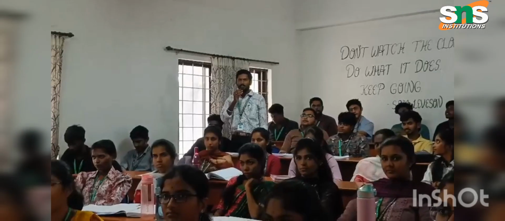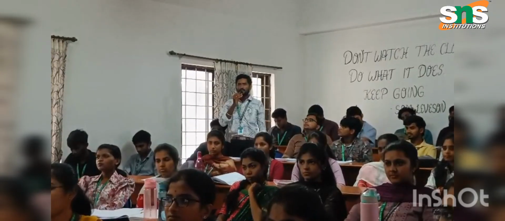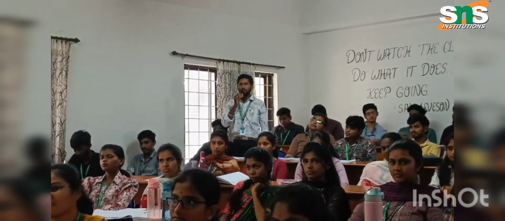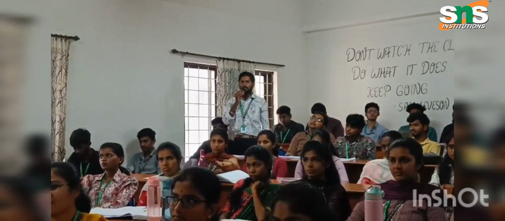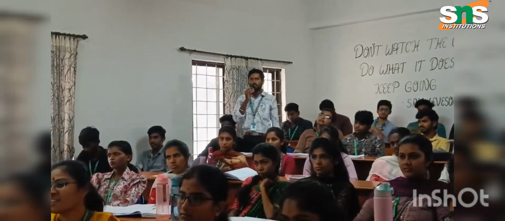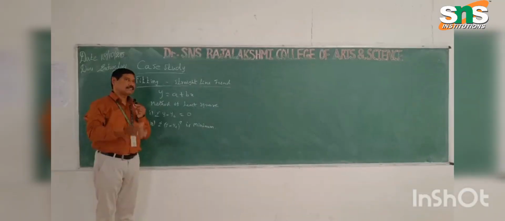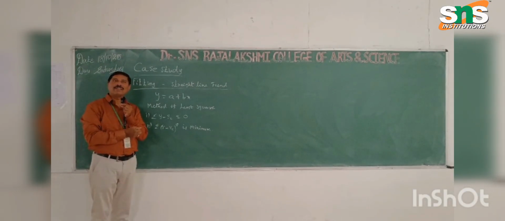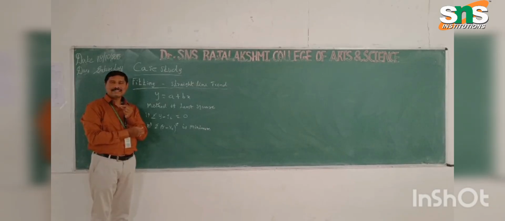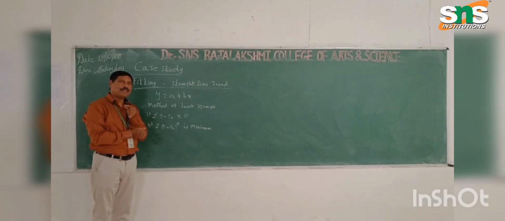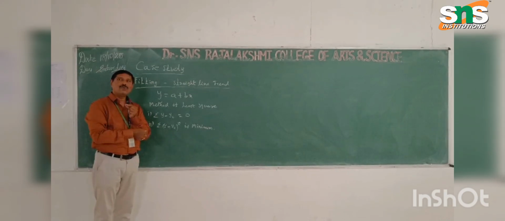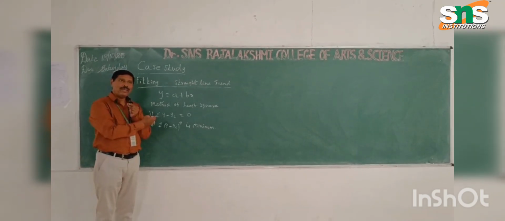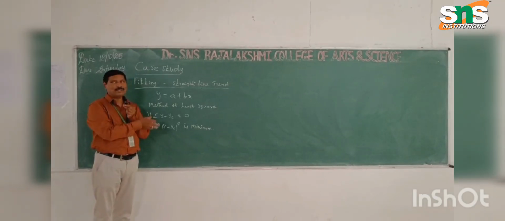Anybody? Let y be the straight line and yc be the trend line. The condition is satisfied in two parts. The first condition is sum of (y minus yc) is 0. The second condition is sum of (y minus yc) the whole squared is minimum. Here y is the given line, and yc is the trend line of the given line. So the yc that satisfies these two conditions is called the method of least squares.